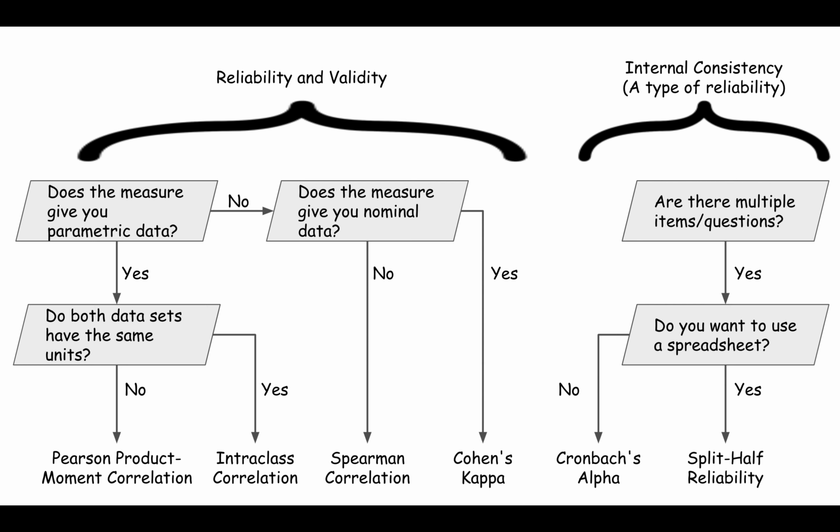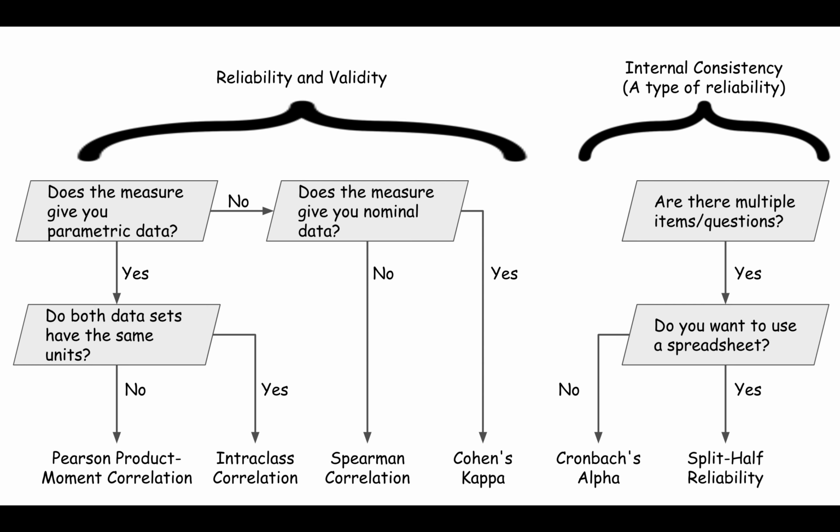If you have non-parametric data, if your instrument gives you categories that are either ordinal or nominal, so if you can put the categories in an order, you would use the Spearman correlation. If you can't put the categories into any kind of order, you would use Cohen's kappa.